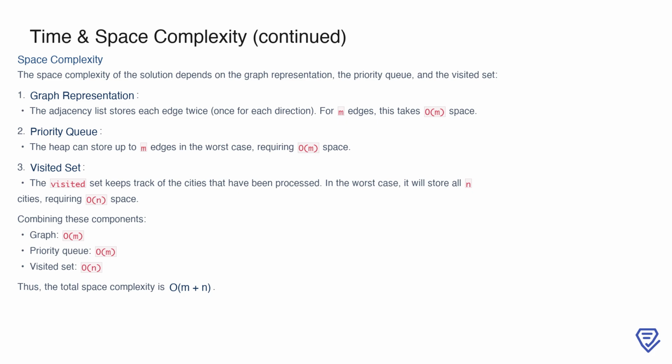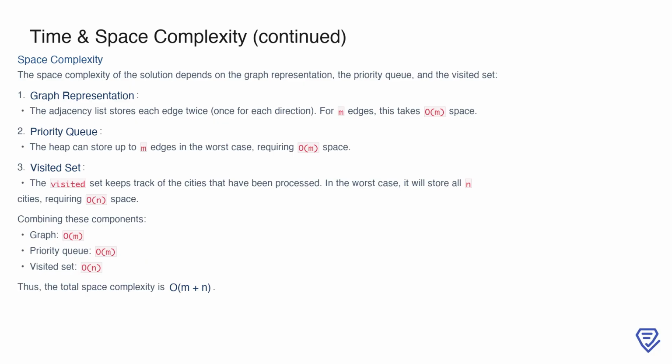Lastly, the visited set keeps track of the cities that have been processed. Since there are n cities, this set may grow to hold all n cities, which takes O(n) space. When we combine these factors, the overall space complexity becomes O(m + n). This is quite efficient given the constraints of the problem, as it scales linearly with the number of edges and cities.